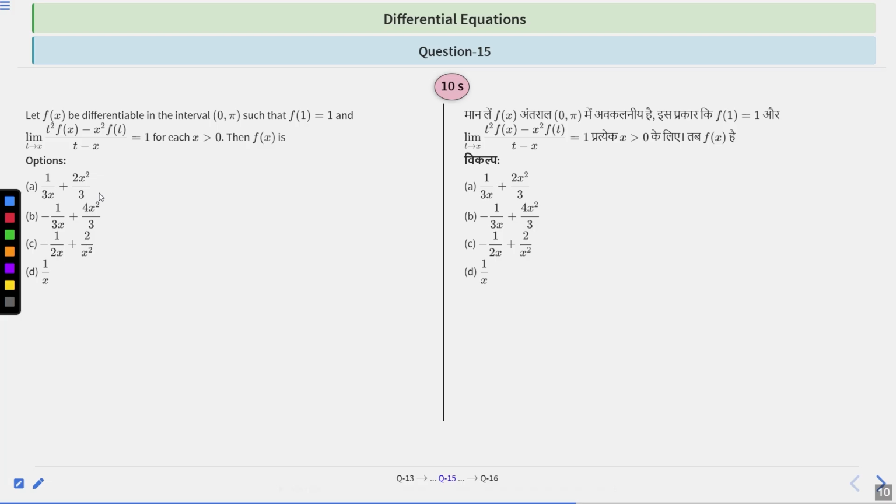First you will try to convert this equation into some form of f dash x and f(x), right, and after that you can try to solve the limit. Clear? Solve the limit and you will easily get the value of f(x), right? And this way you can try to approach this question. You have 10 seconds to solve or think about this question. After 10 seconds, we will discuss the solution.